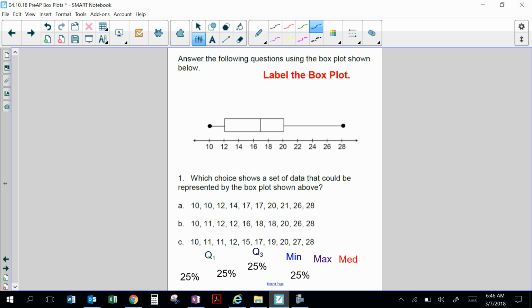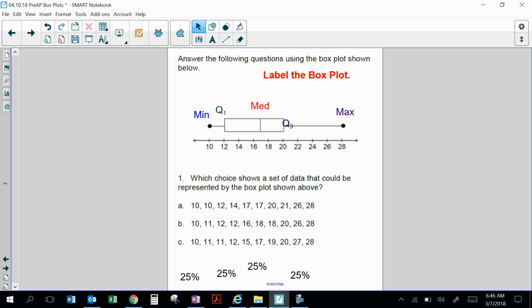So here's another example. Let's do minimum goes here, maximum goes here, the median goes here, quartile 1 goes here, quartile 3. I like drawing the dots here, so it makes it easier for me to see. 25% of the information goes here, 25% goes here, 25% goes here, and 25% goes here. Which choice shows a set of data that could be represented by the box plot shown?